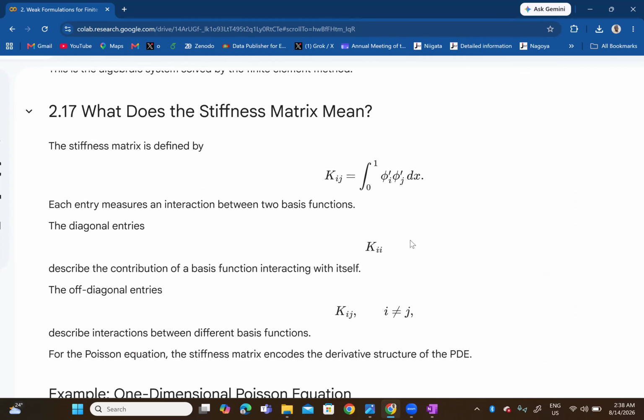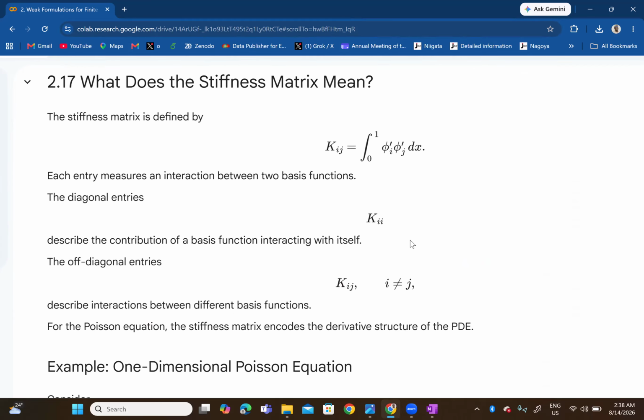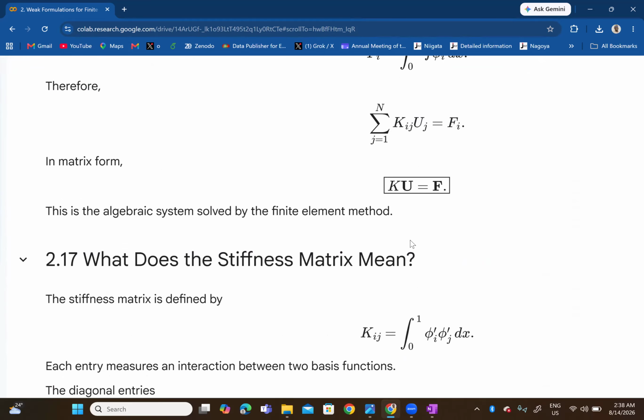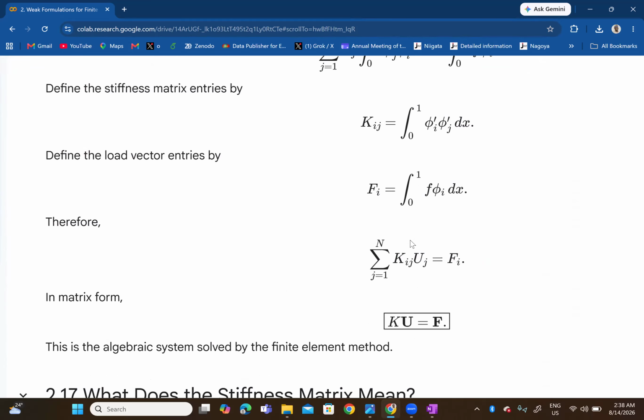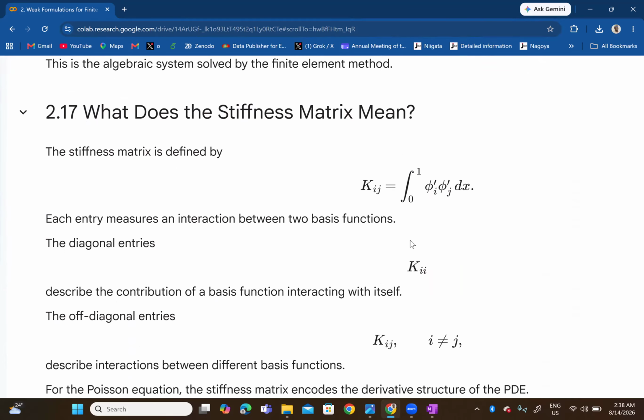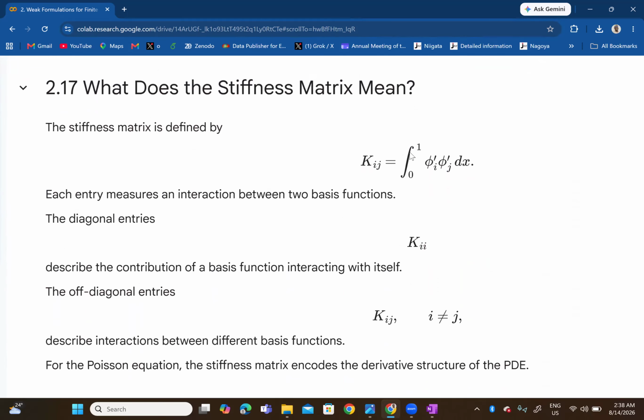So what does the stiffness matrix mean then? The stiffness matrix is defined by k sub ij that we defined up here. So this is the stiffness matrix up here. The stiffness matrix is defined by k sub ij, which is equal to the integral from 0 to 1 of phi i prime phi j prime dx.